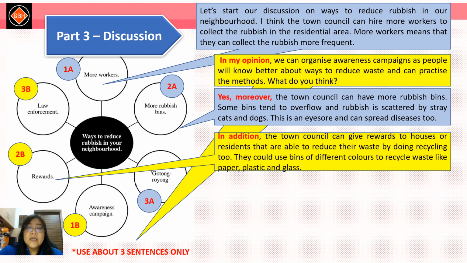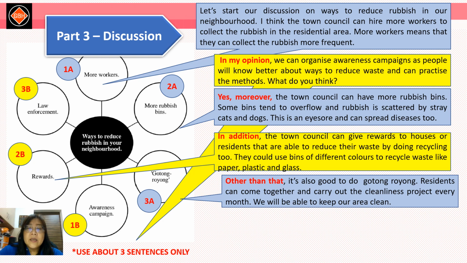Candidate B will say, in addition, the town council can give rewards to houses or residents that are able to reduce their waste by doing recycling too. They can use bins of different colors to recycle waste like paper, plastic and glass.